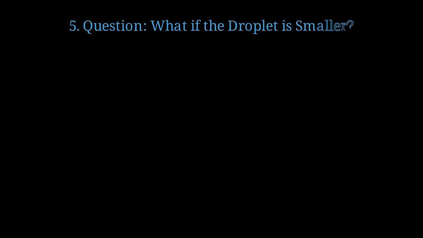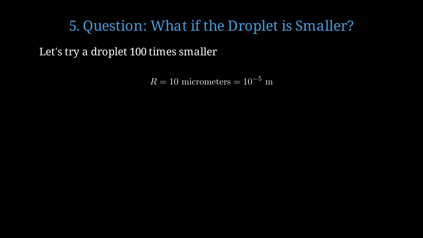Here's an important question. What happens if we make the droplet much smaller? Let's reduce the radius by a factor of 100 and see how the pressure changes. Now our radius is 10 micrometers, or 10^-5 meters. The pressure difference becomes 14,400 pascals. That's 100 times larger than before.